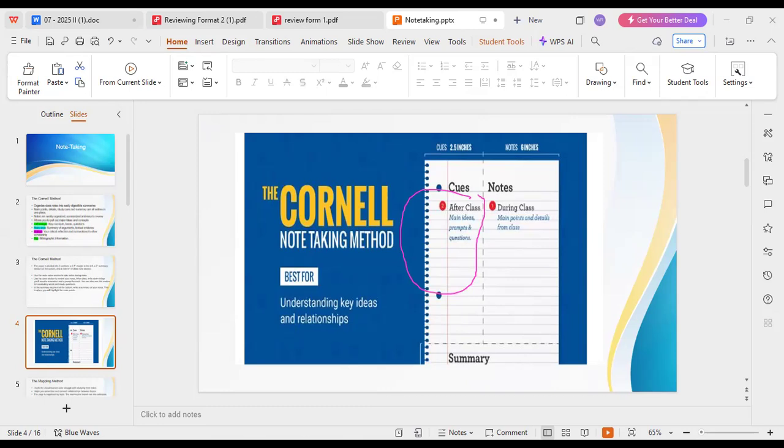Something else that you can do here is include memory triggers. So what do we identify as memory triggers? Any idea? Going by the term, what do we mean by memory triggers, specifically in the context of a lecture? Because what you are doing here is just taking down the lecture notes.